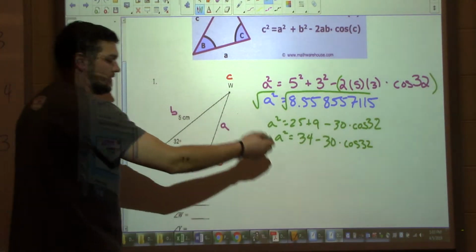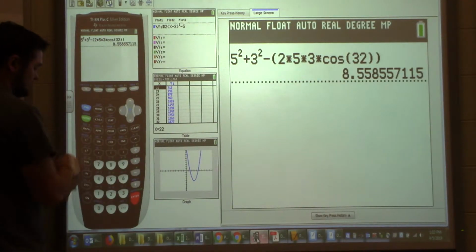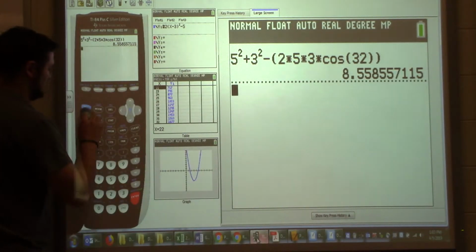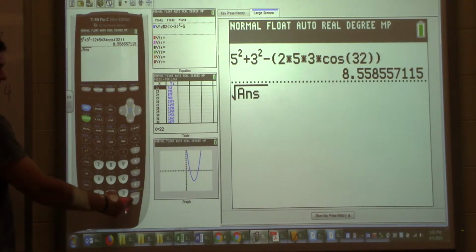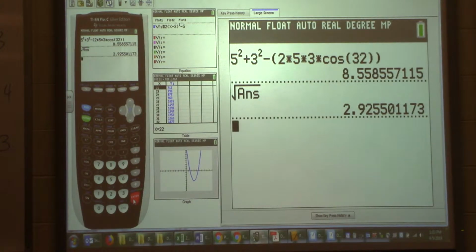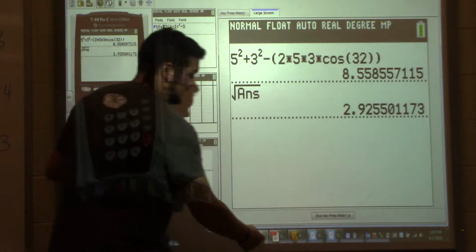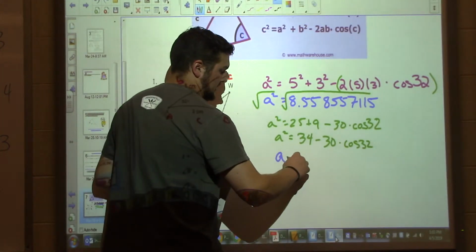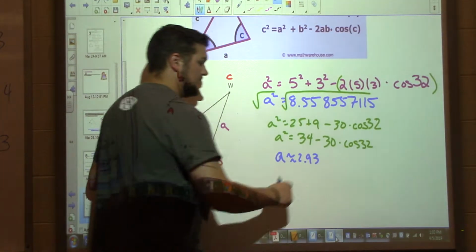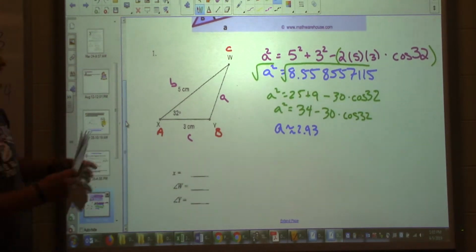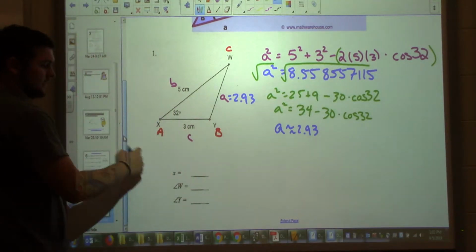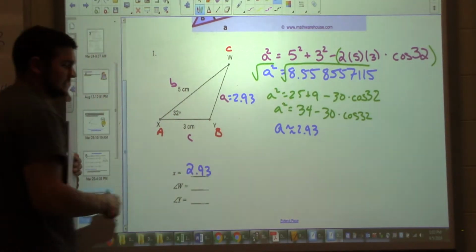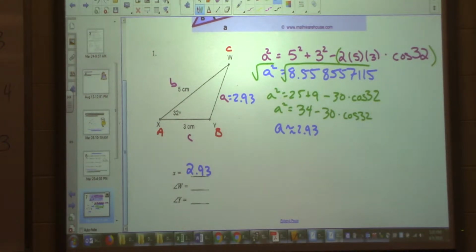Okay, so when we take the square root of that, I would go square root, second answer, hit enter. What do we get? 2.93. So A is approximately 2.93. Now A is really side X, right? So down here I write 2.93. Now, I have an angle and a side that match, so now I can start using law of sines again.